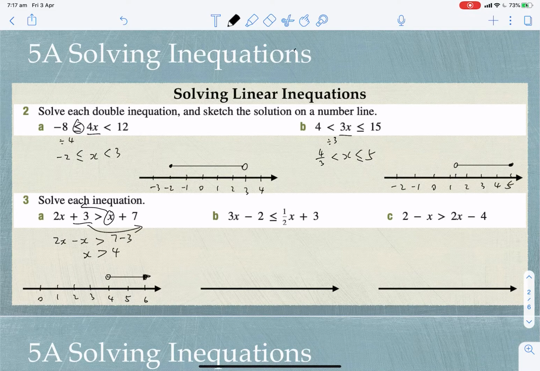I'm just going to quickly do it here. Okay, so that would be 3x minus 0.5x less than or equal to 3 plus 2, so 2.5x less than or equal to 5, x less than or equal to 2. So let's say 0, 1, 2, 3, 4, negative 1, negative 2. Less than or equal to 2, so solid point at 2, and an arrow there.